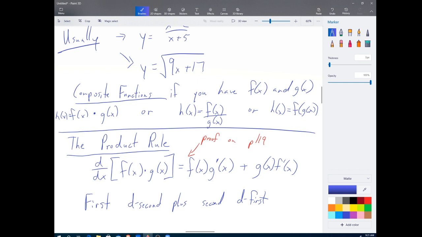So let's do an example or two to show you how this works with a practical example. And do then a couple more examples to get you used to it.